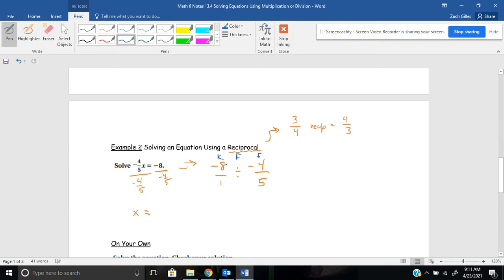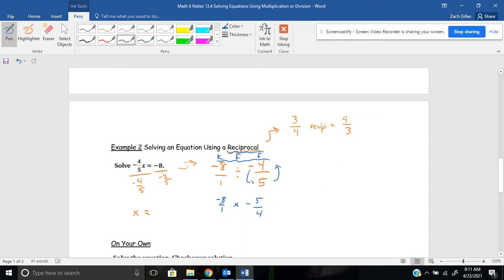or use this acronym KFF, which stands for keep, flip, flop. Keep the first fraction the same, flip my division to multiplication, and flop my second fraction to its reciprocal. So the reciprocal of -4/5 would be -5/4, just switching around the numerator and the denominator.